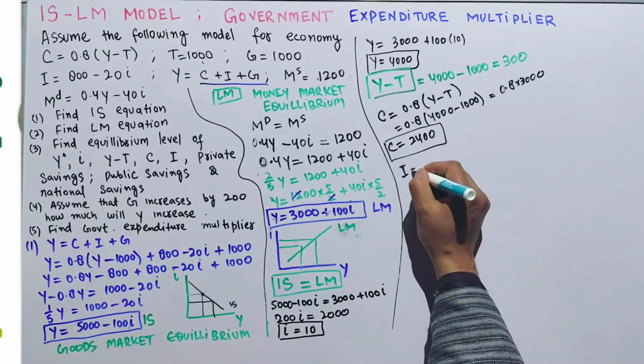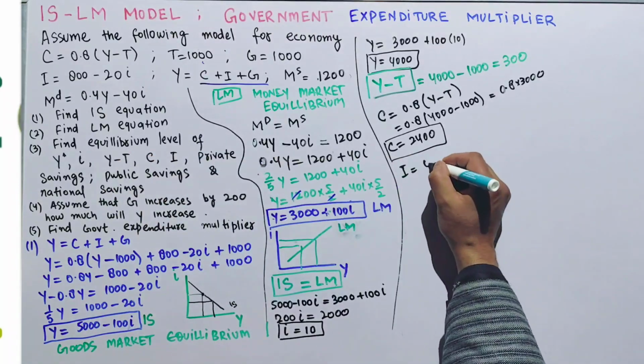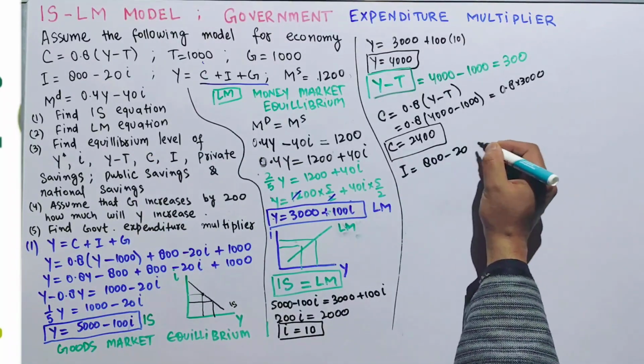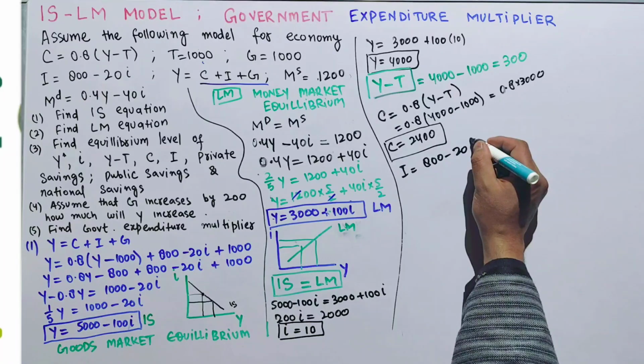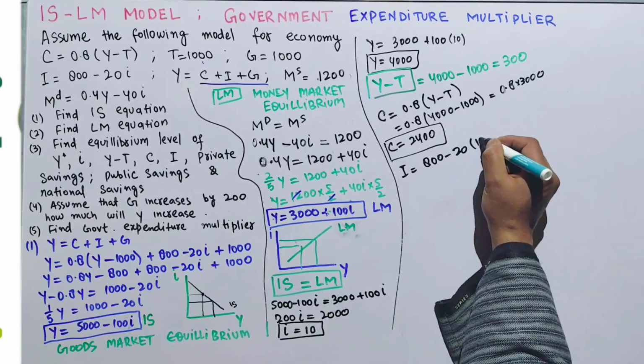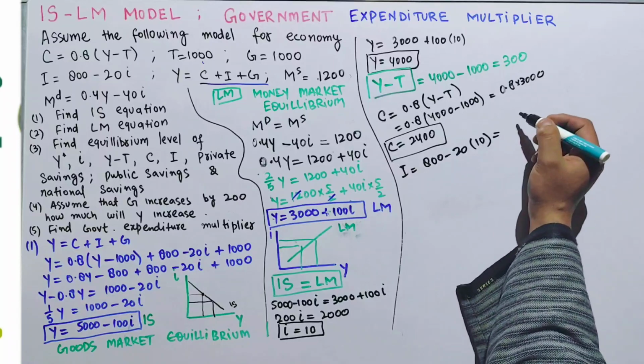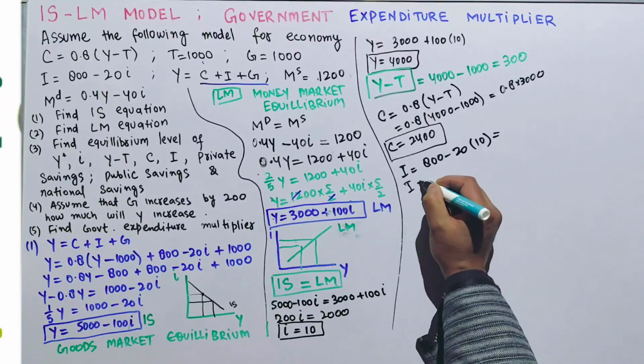So investment is equal to 800, which is given here, minus 20 times the equilibrium rate of interest, which is 10. So 800 minus 200 is 600.